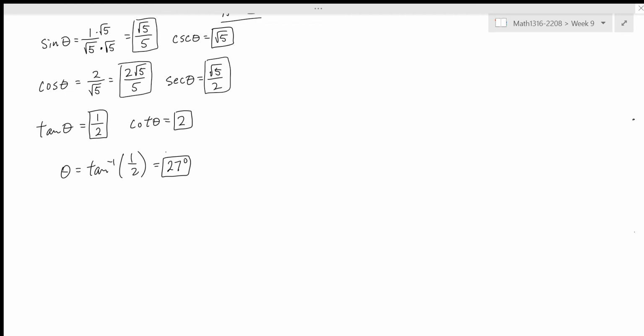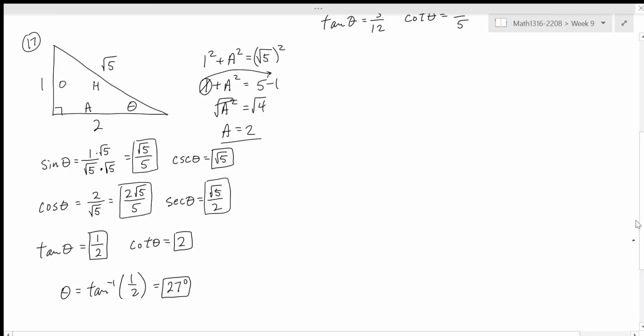Do you think I would get this same answer if I would have done inverse sine of square root of 5 over 5? Do you think? You want to try it? Just to see? Inverse sine of square root of 5 over 5. I wonder if it makes 27. Yeah. Isn't that cool? I can do any of the sine, cosine, tangent, inverse to get the angle. Okay, so now we know that this angle is approximately 27 degrees.